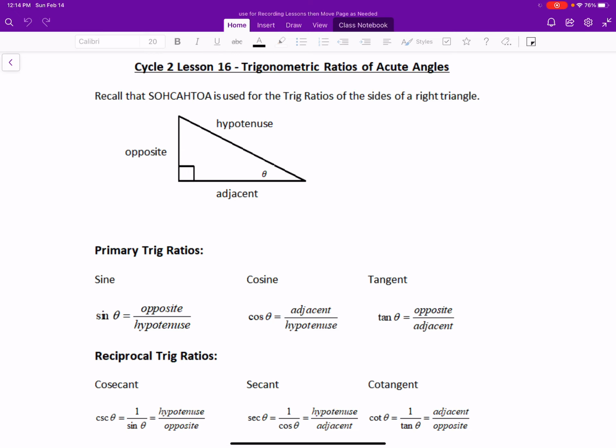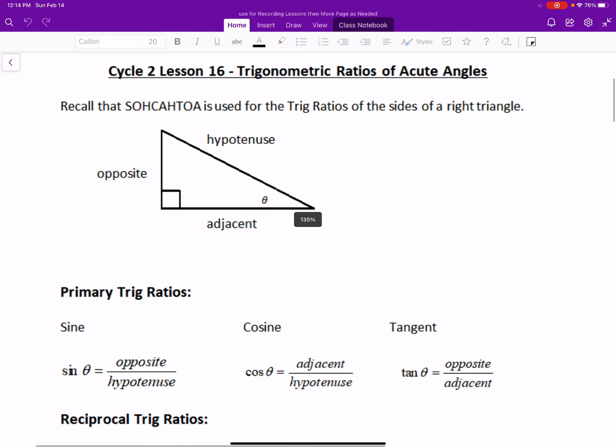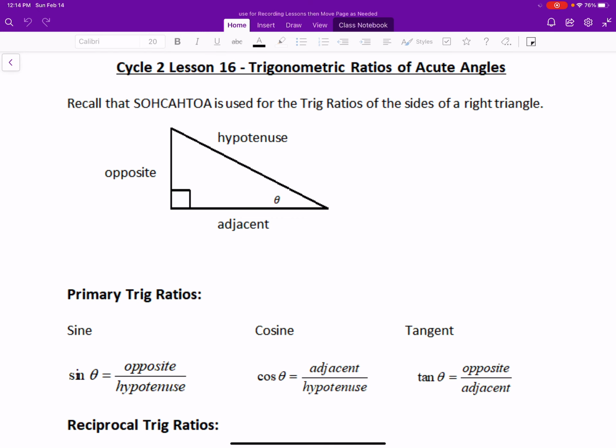Cycle 2, Lesson 16. In this lesson, we're going to review some basic trigonometry. We need to be experts at our trigonometry, working with the trig ratios, because we're going to do a lot of extension on that basics. So we really should just make sure that everything is at our fingertips.